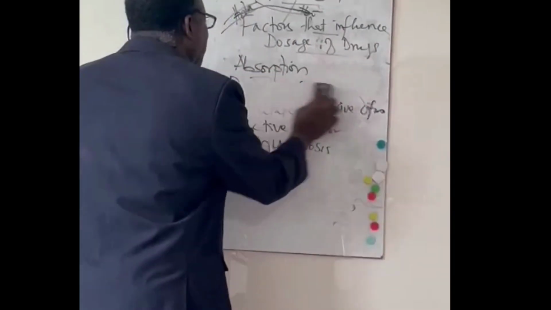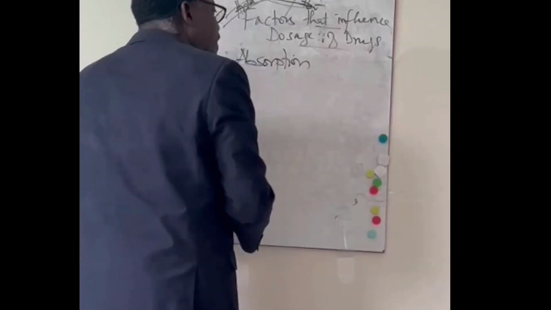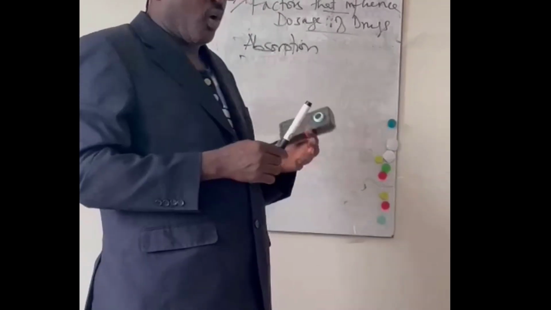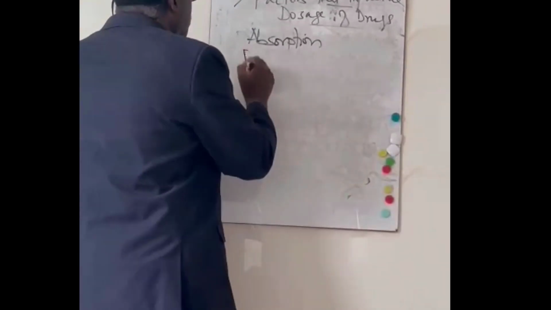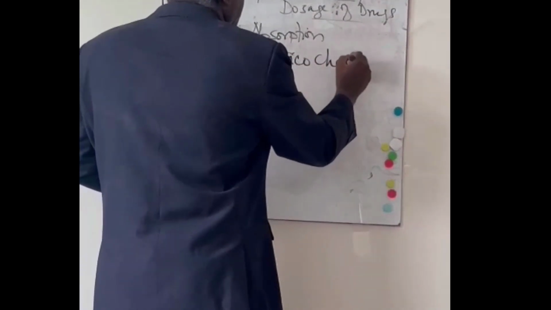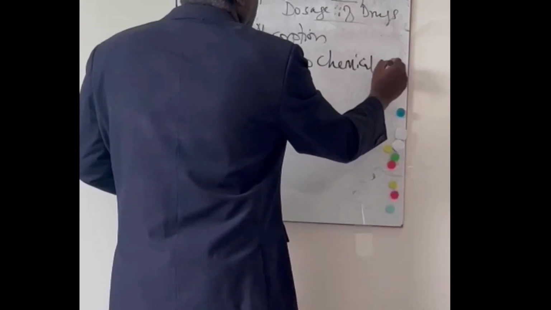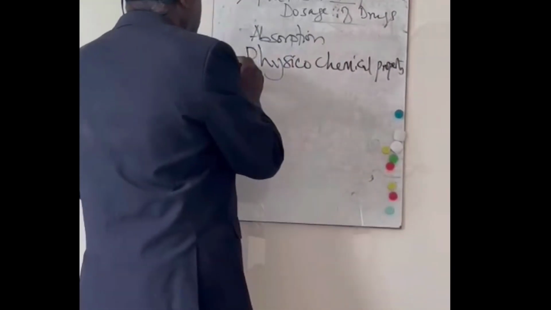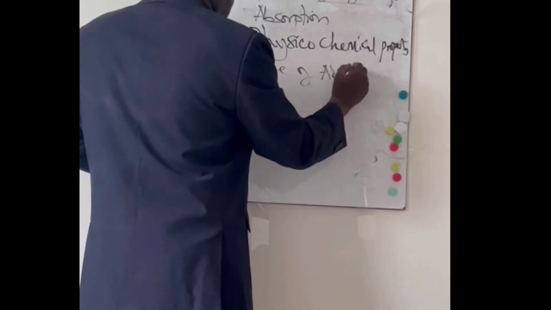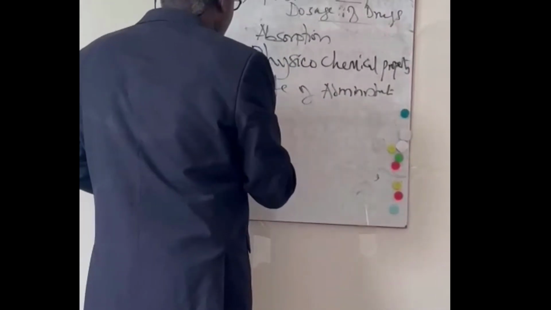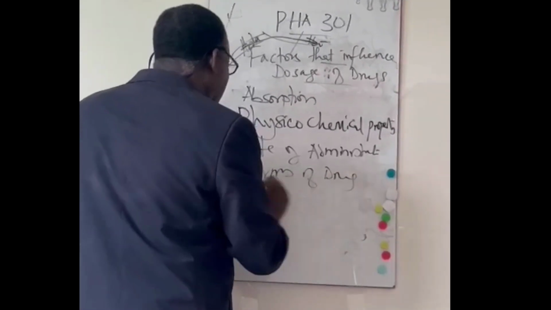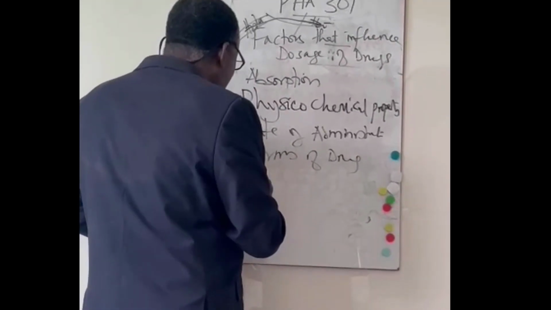Now there are some factors that we consider that may influence the absorption of drugs. The first factor is what we call the physicochemical property of the drugs. The second one is routes of administration. The third one is forms of drugs. And the fourth one is rate of gastric emptying.